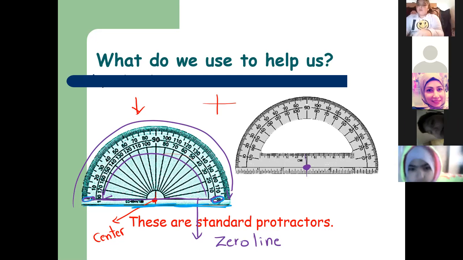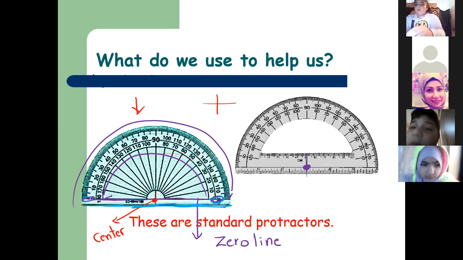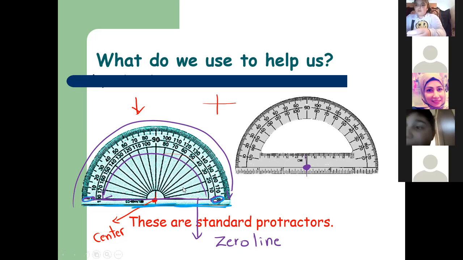I don't know. 0 degree. Repeat your question? 0 degree is the smallest angle. The maximum is how much? 180. Bravo. Type 180. Okay. Teacher, it's better to have a protractor like this one.